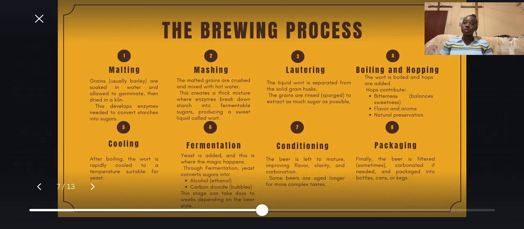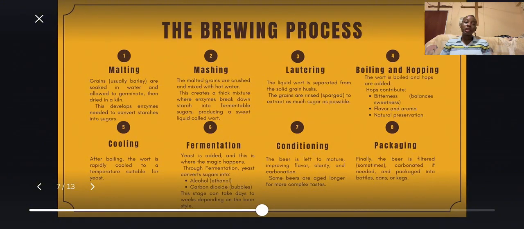After the lautering stage, we move on to our 4th process, which is the boiling and the hopping. Remember, I told you we cannot miss the hops in the brewing process, because hops contribute the bitterness, and balance off that sweetness. They provide the flavor and the aroma and natural preservatives. So the wort is boiled and the hops are added. Hops are a separate ingredient that is added to the wort.